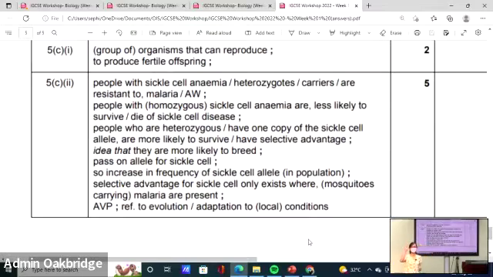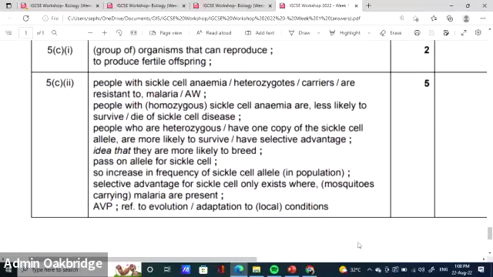Survive and reproduce. Guys, remember this, survive and reproduce. Always say that together, so you can get 1 mark here, 1 mark here. And then always follow with pass on. Okay, we move on to the next one.